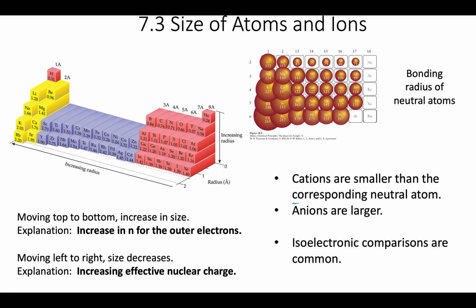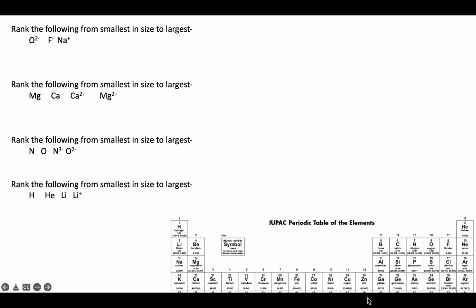When I'm looking at the size, I'm thinking that I have two different trends. As I move from the top to the bottom, the principal quantum number gets bigger, so the shells are getting further away from the nucleus. When I move left to right, I think there's a contraction as the effective nuclear charge increases. I'm also thinking how cations are smaller than the corresponding neutral atom. Anions become larger, and we oftentimes have isoelectronic comparisons.